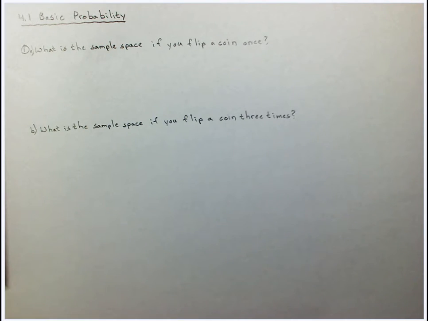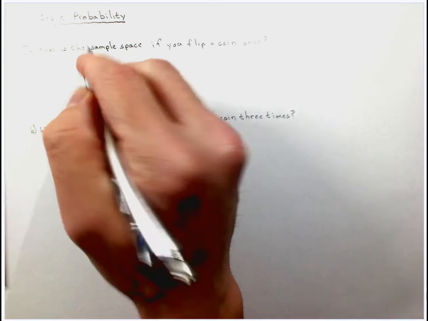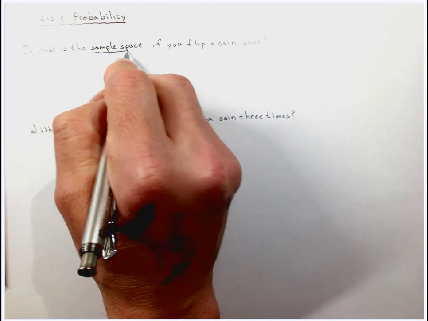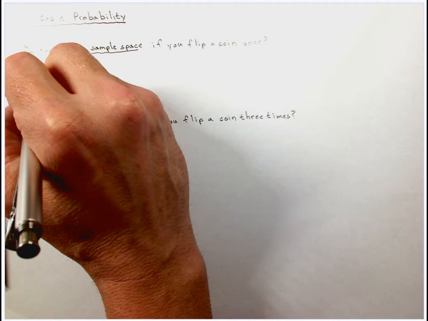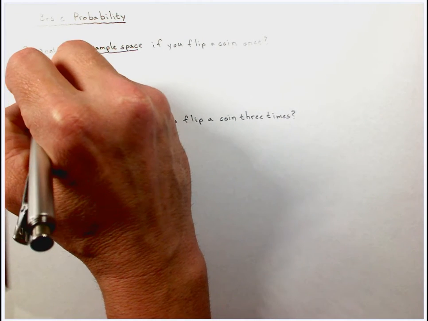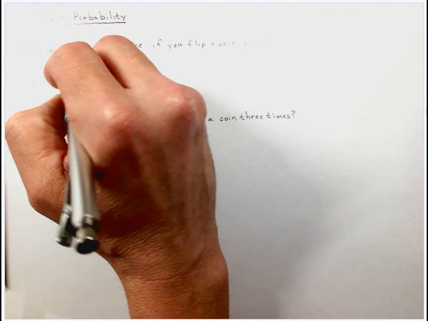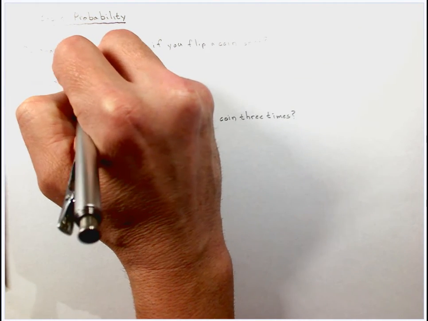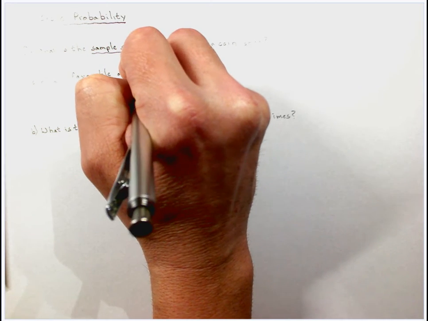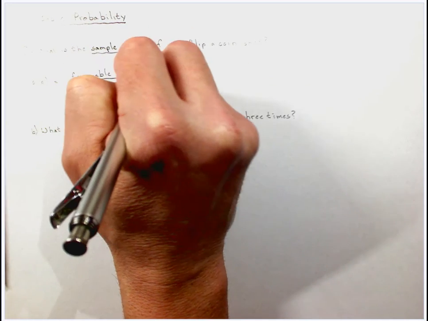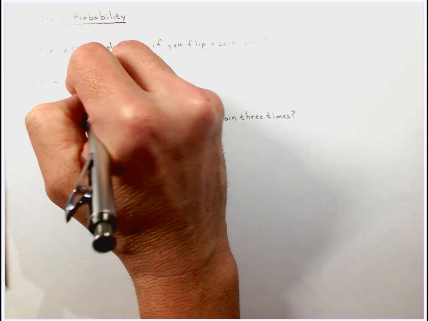Hey everybody, another type of problem in your homework from 4.1, basic probability, and this deals with the term sample space. What is the sample space if you flip a coin once? What we're looking at is that basic premise: the probability of some event is equal to favorable outcomes over total possible outcomes.